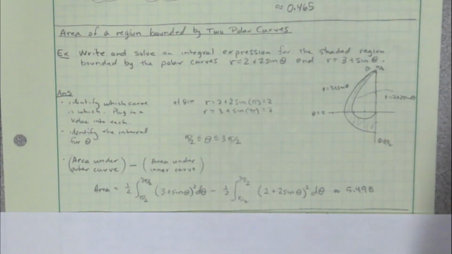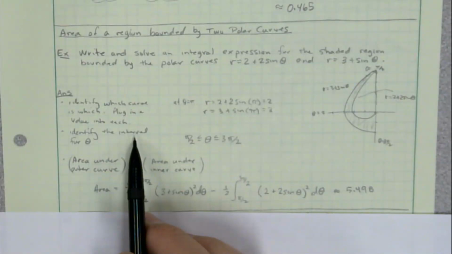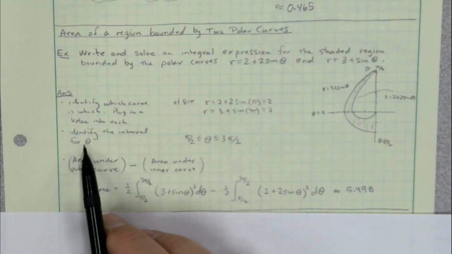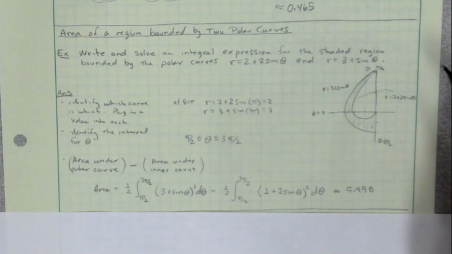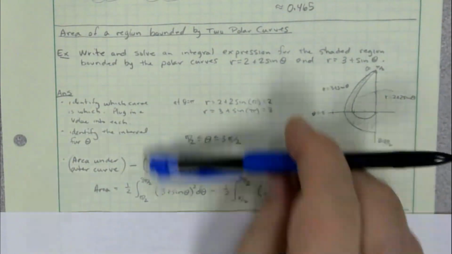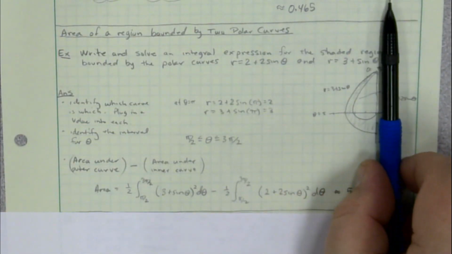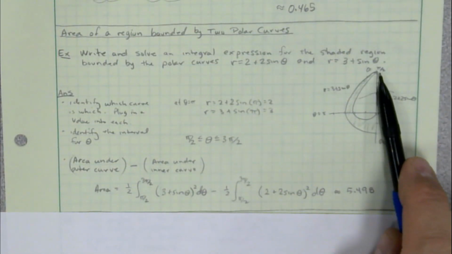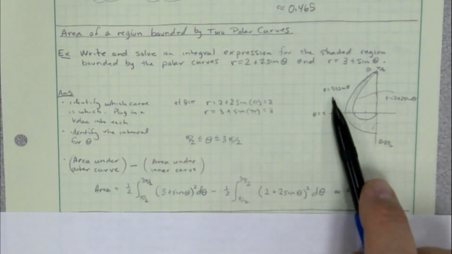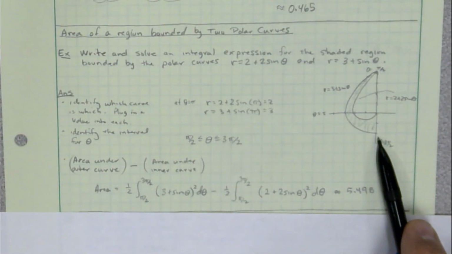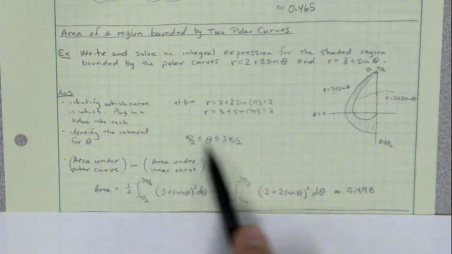Okay. The next thing we want to identify is the interval for theta. Where do these curves start? Where do they end? All angles start at 0, and if I sweep around, the first angle I come to would be pi over 2. So pi over 2 is where it starts, and then as I sweep around the angles, the last angle I get to is 3 pi over 2. So that would be my interval.